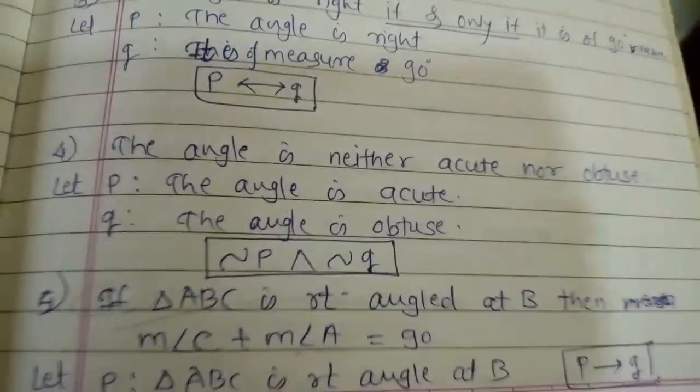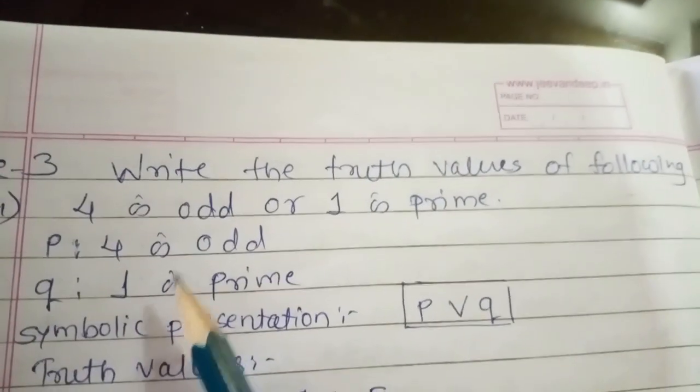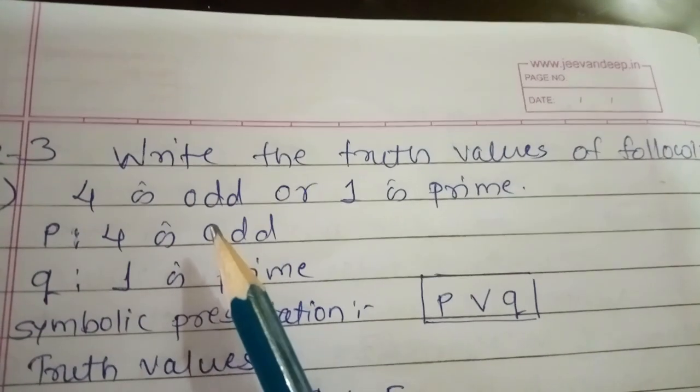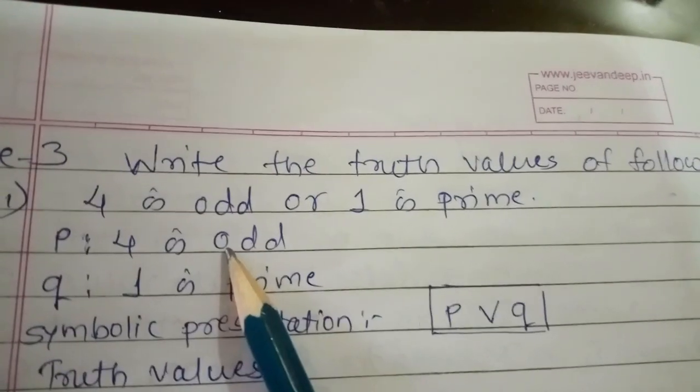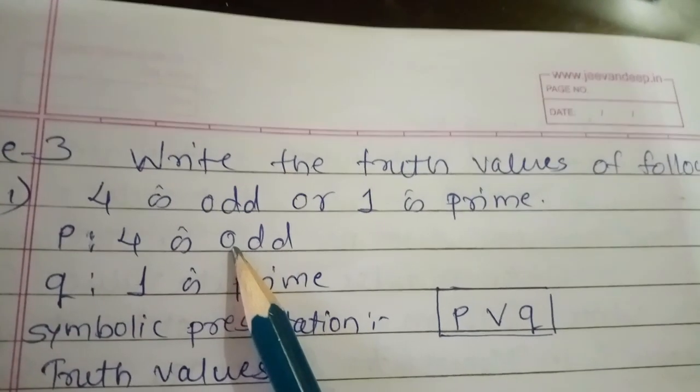Then you can easily solve question number 6 and 7. Now we are going to start with question number 3. Write the truth values of the following. So we have to write down the truth value. For this question, you have to know all the truth tables of all the logical connectives.